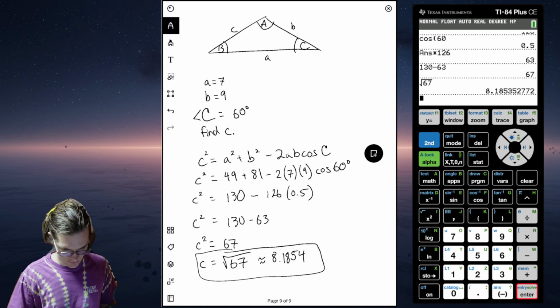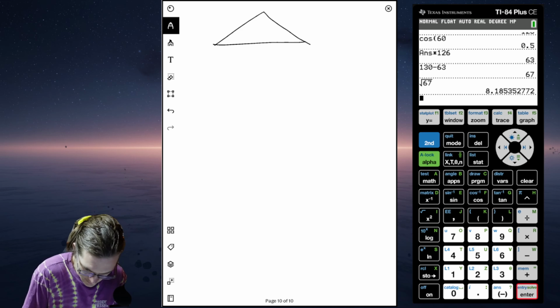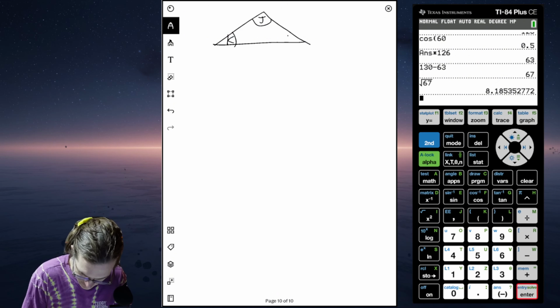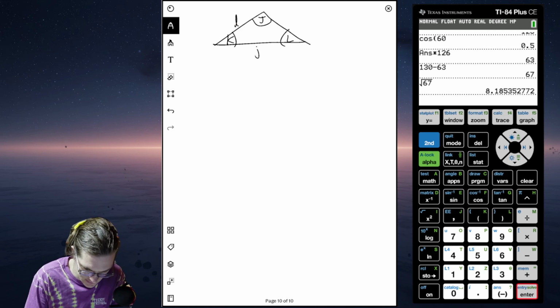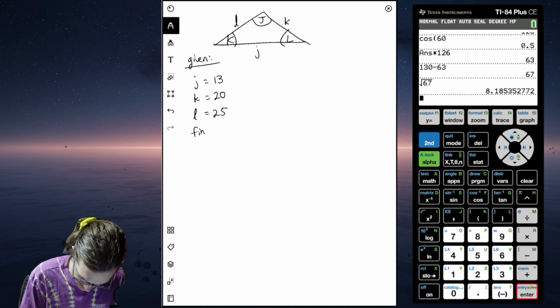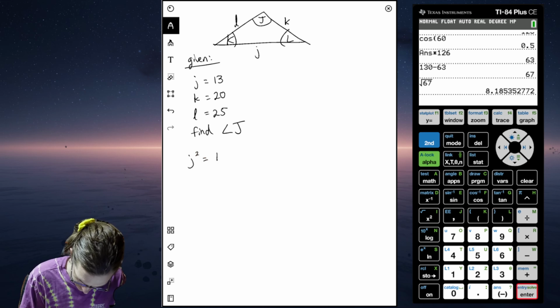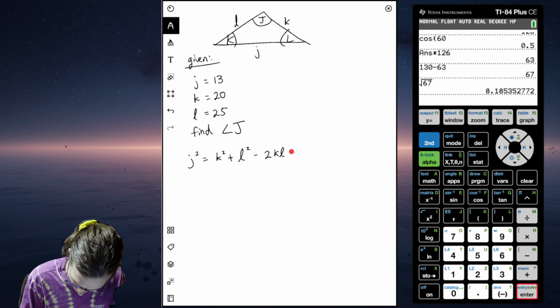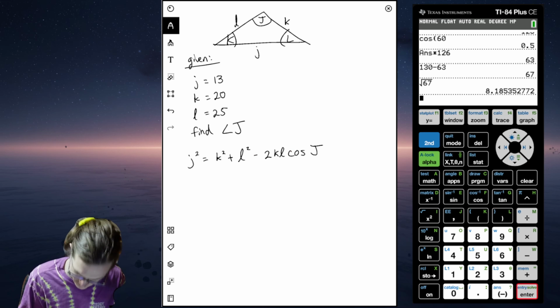Pretty useful. Just plug and play. Easy stuff. So another one, I decided to write with J, K, and L because you'll see different labelings, different variables, and it's good to be used to just solving them. Don't panic. Okay, and what's given is side J is equal to 13. Side K is equal to 20, side L is equal to 25, and they want us to find angle J. All right, so law of cosines, J squared will equal K squared plus L squared minus 2KL times cosine of our angle that we care about.